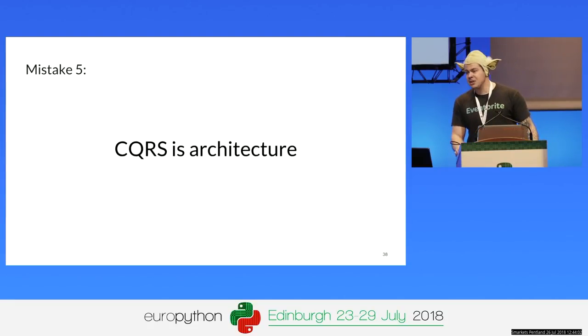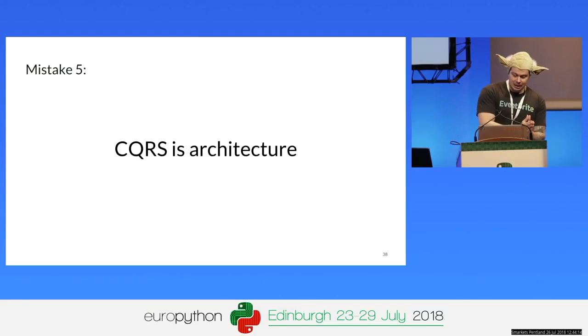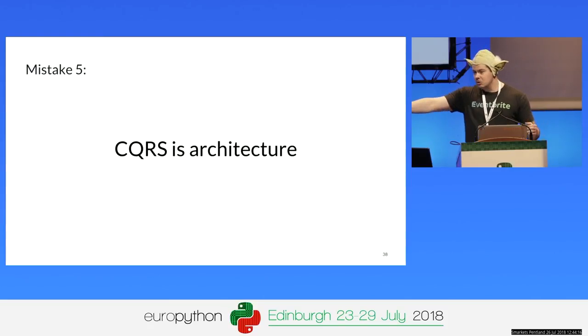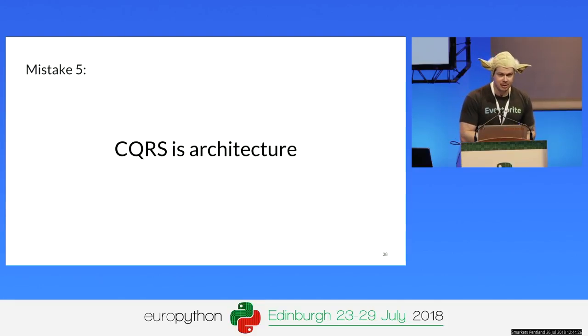CQRS is an architecture? No, it's not an architecture. It's a pattern inside your architecture. So it's a good pattern that is cross-platform. It's not just for Java or just for Python or for Go, it doesn't matter. Everyone could apply CQRS as a pattern. It's not an architecture.